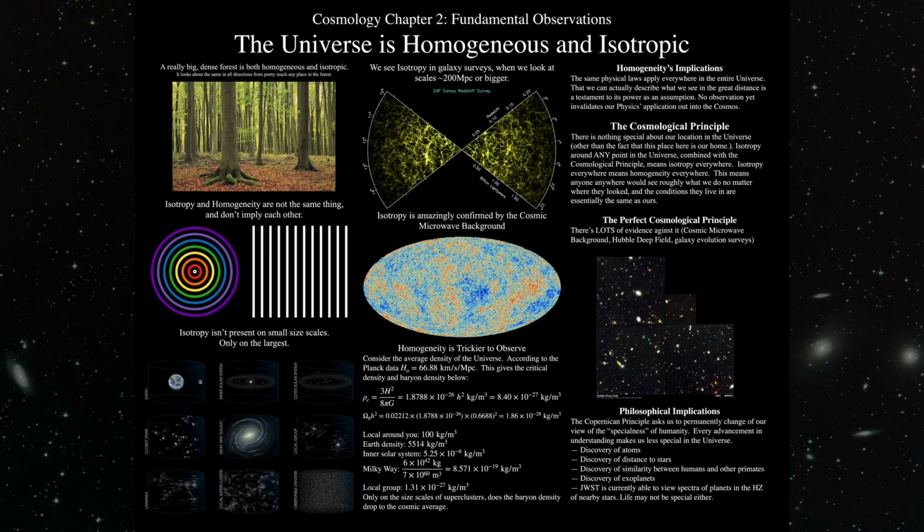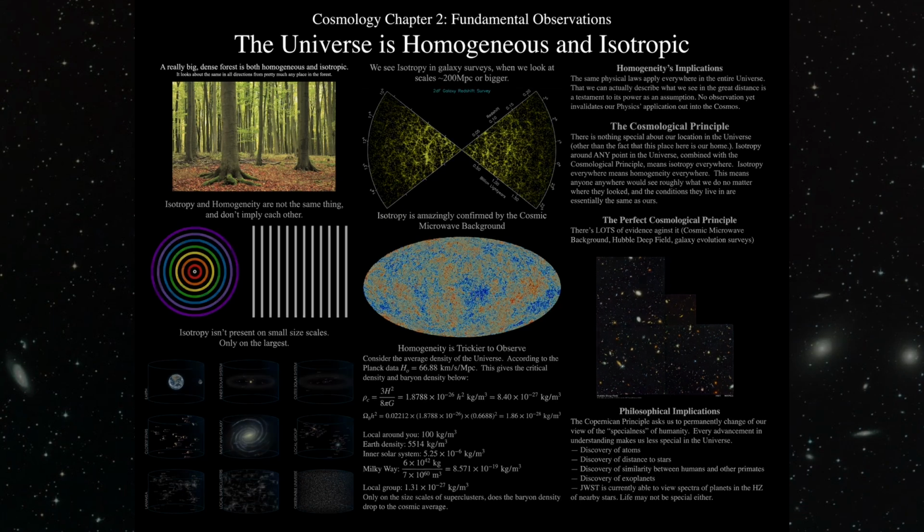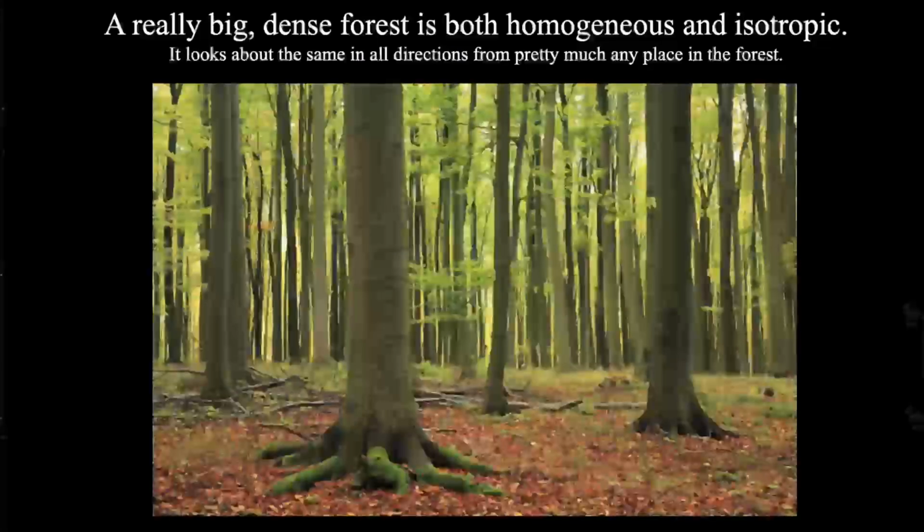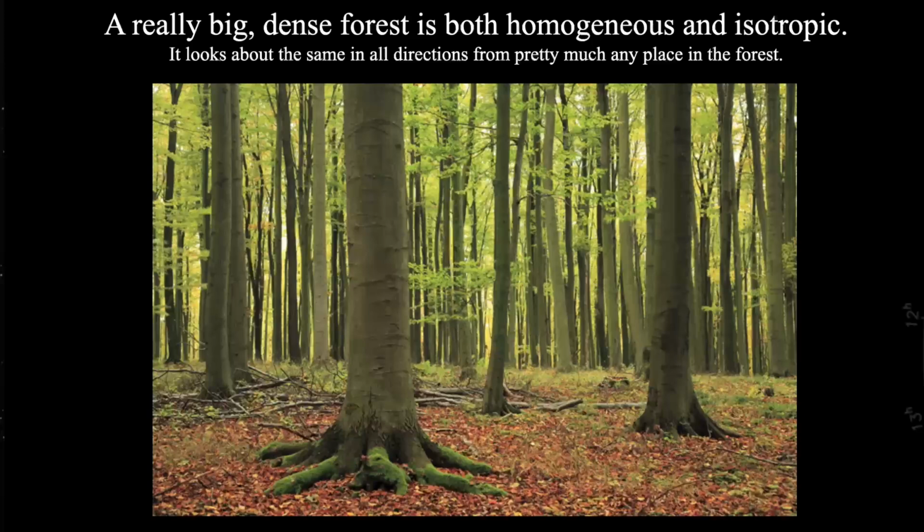This is about the fundamental observations of the cosmos, and we're talking about homogeneity and isotropy. So what exactly is homogeneity and isotropy? Let's look at some examples. Let's say you're in a big forest and you look in any direction. No matter which direction you look, you're going to see a tree. And so from a directional perspective on the floor of the forest, it's isotropic with respect to trees.